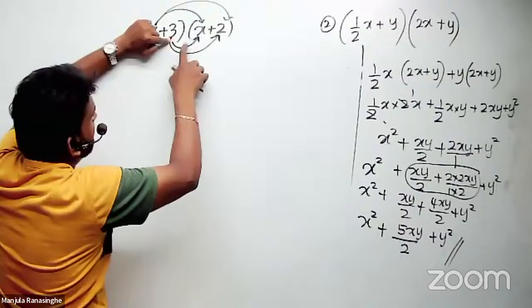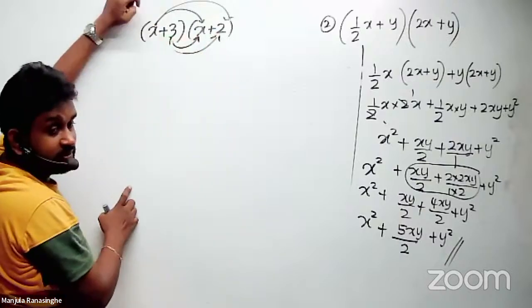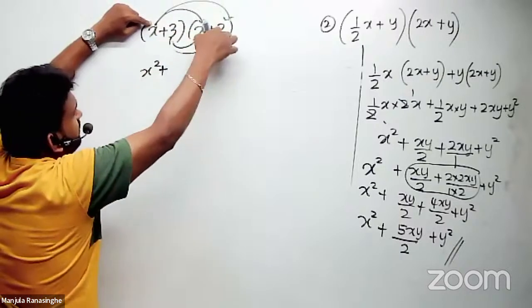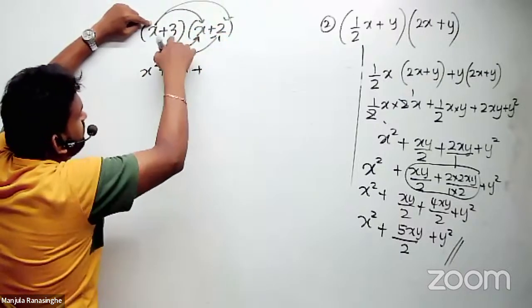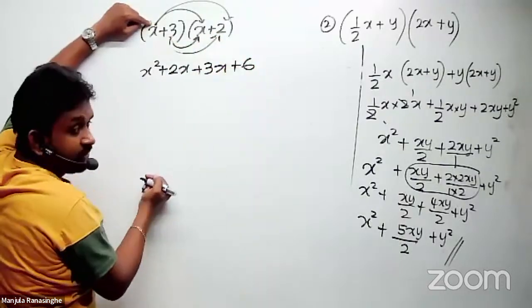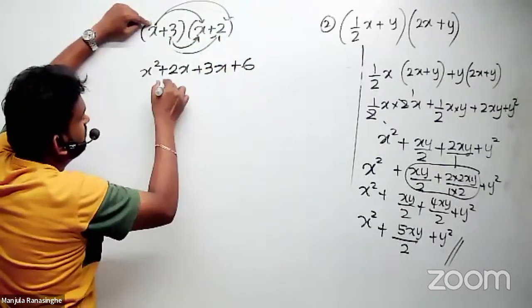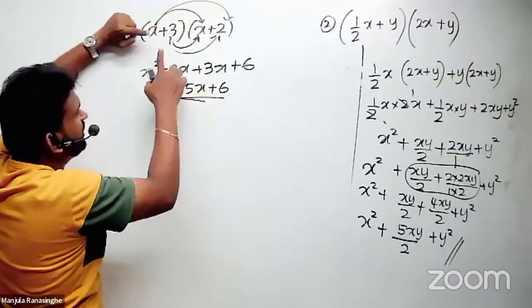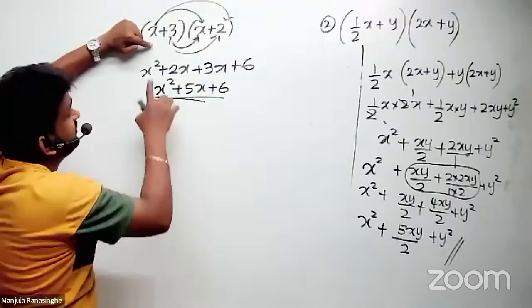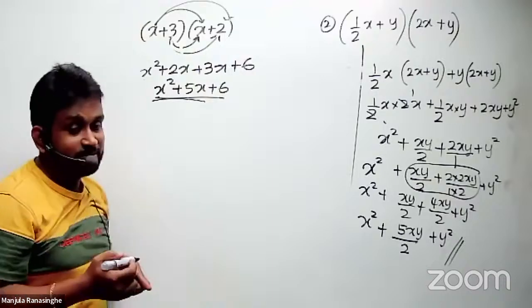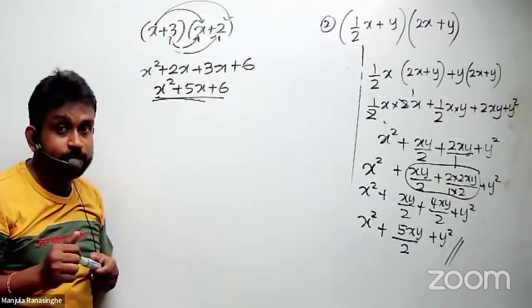Then tell me the answer: x into x is x squared, x into 2 is 2x, 3 into x is 3x, 3 into 2 is 6. Then we add the like terms: x squared plus 5x plus 6. That's the answer. We just do not write the step x into x plus 2 plus 3 into x plus 2. That's the only difference, but the similar concept is there.